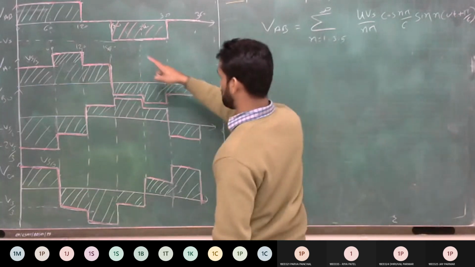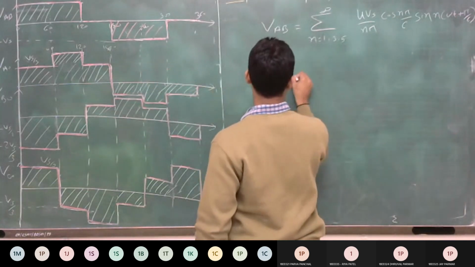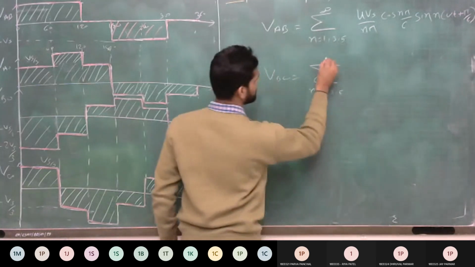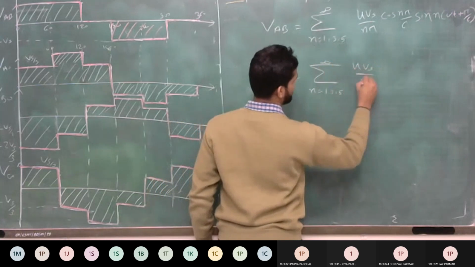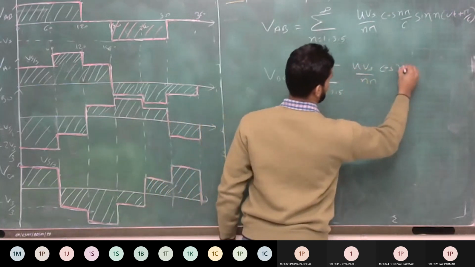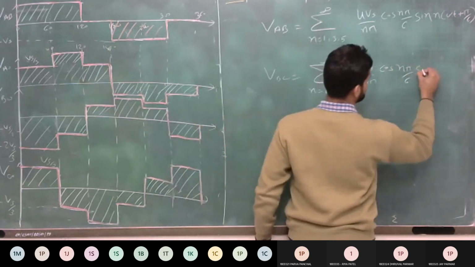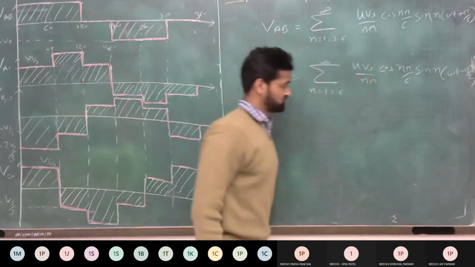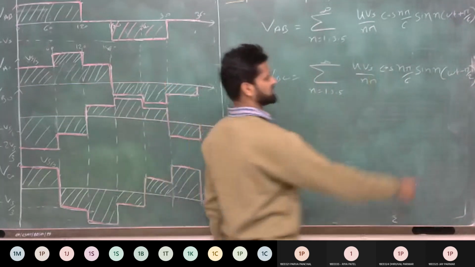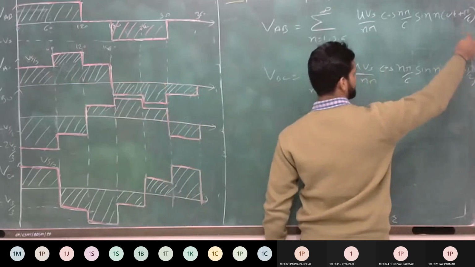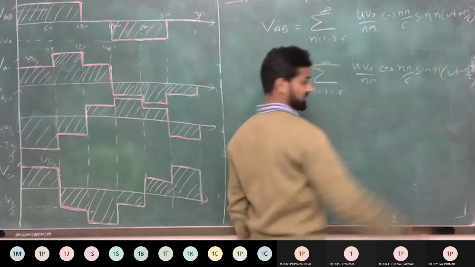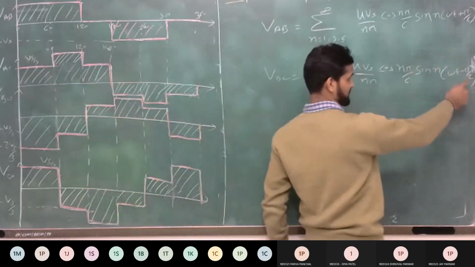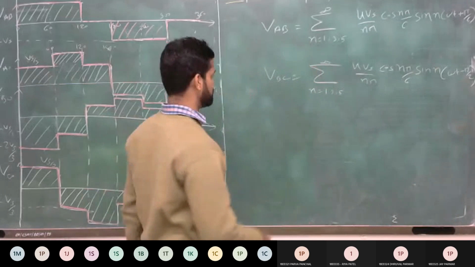Then here I am not going to draw the waveform VBC, but for the VBC Fourier analysis equation, n is equal to 1, 3, 5 up to infinite, 4 Vs by n pi cos n pi by 6 sin(n omega t minus pi by 2 plus pi by 6). So the phase difference between VAB and VBC is 120 degrees. One is at plus 30, meaning pi by 6, and another is minus 90. So the phase difference is 120.